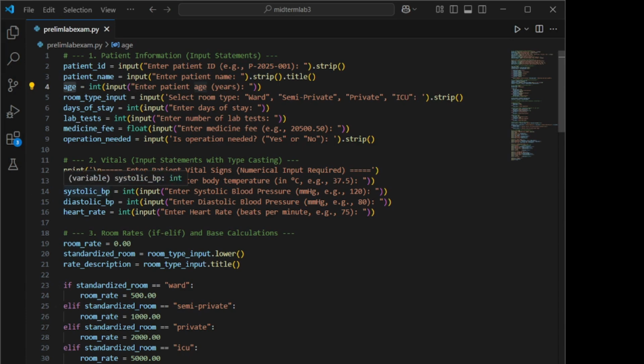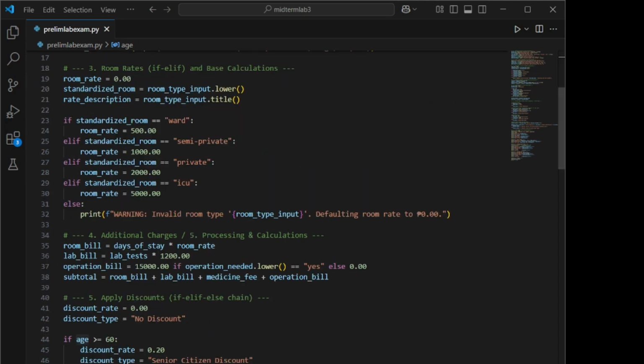So after calculating the room bill, we need the fixed charges. The operation fee uses a neat Python metric. Here, after calculating the bill, we handle the fixed charges. And finally, we sum everything up to get the subtotal.